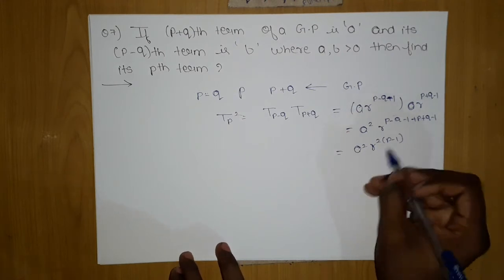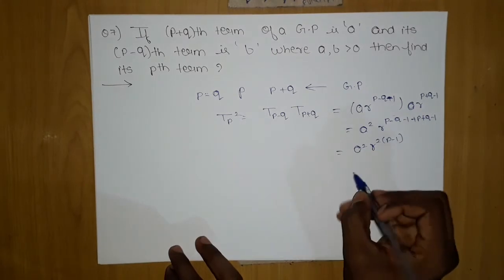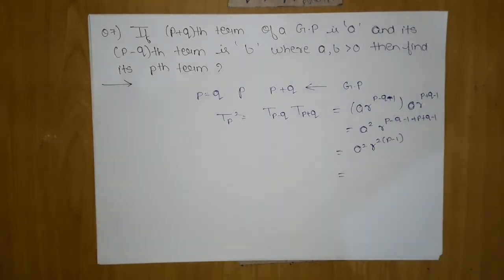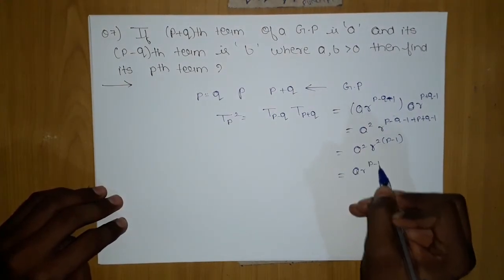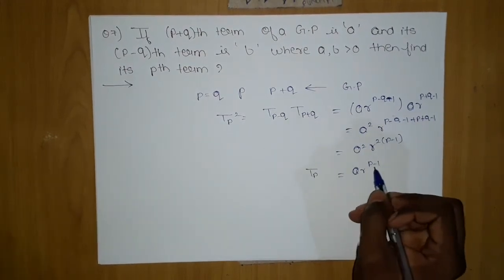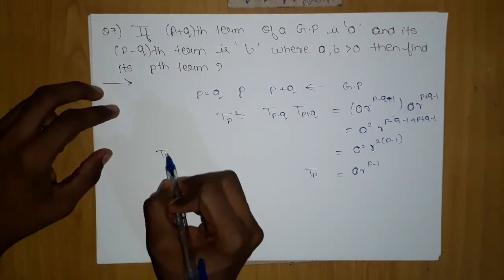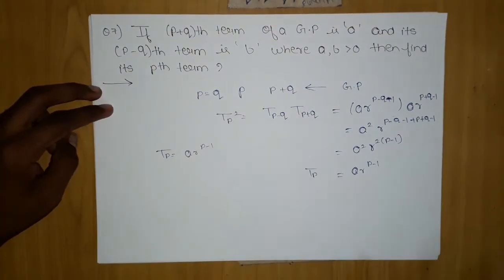Okay, so we got this. If I move this to that side, what do I get? I get a r^(p-1). If I move this square to that side it will be under root and this will cancel out. So t_p is nothing but a r^(p-1). Okay, we have proved it.